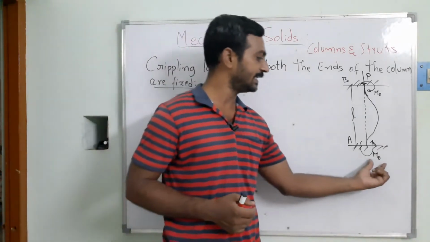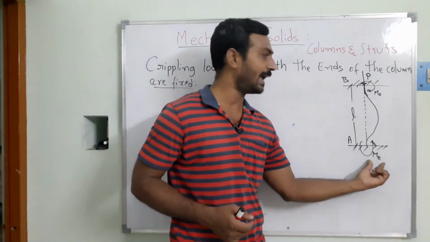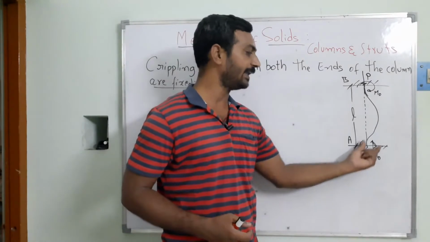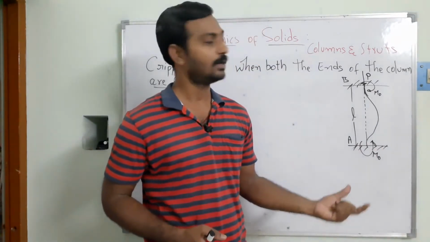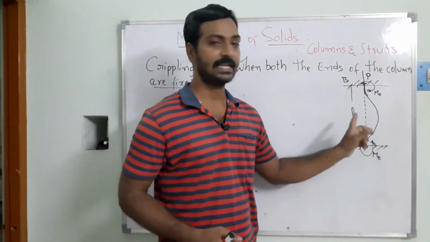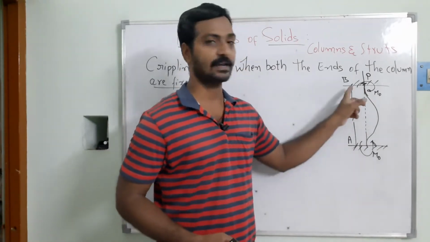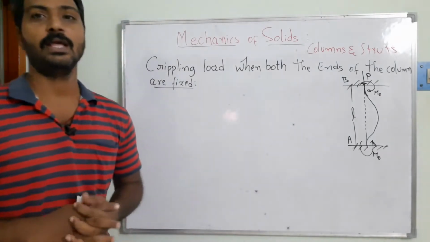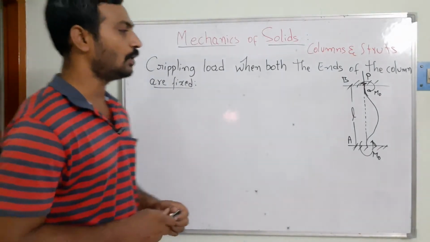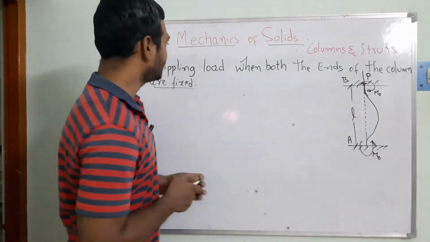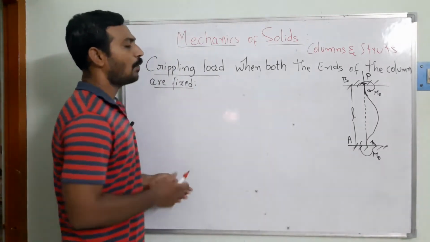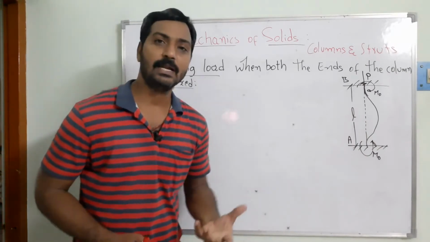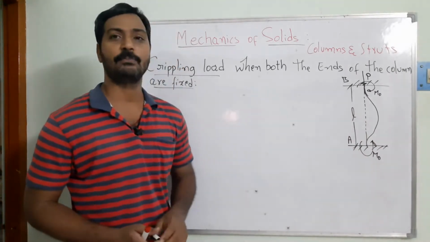I represented that here. The fixed end moments are M naught at A as well as at B. Can you see they act in opposite directions? This one acts clockwise, and the other anti-clockwise, depending on the deflection of the material. So now I want to develop the crippling load: what is the maximum crippling load this material can handle? A mathematical model helps us understand the behavior of the system.